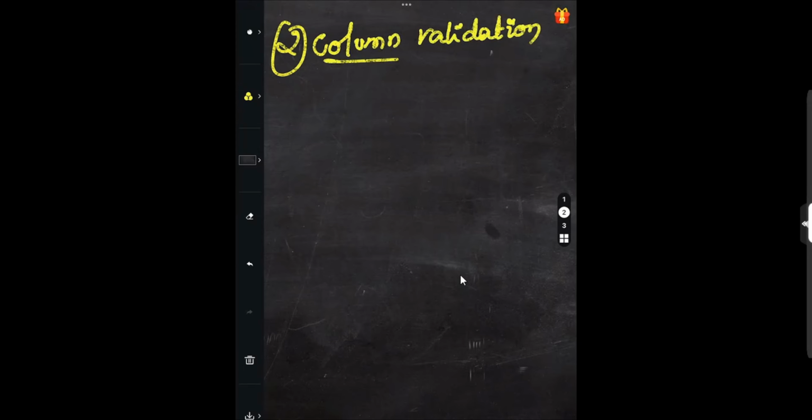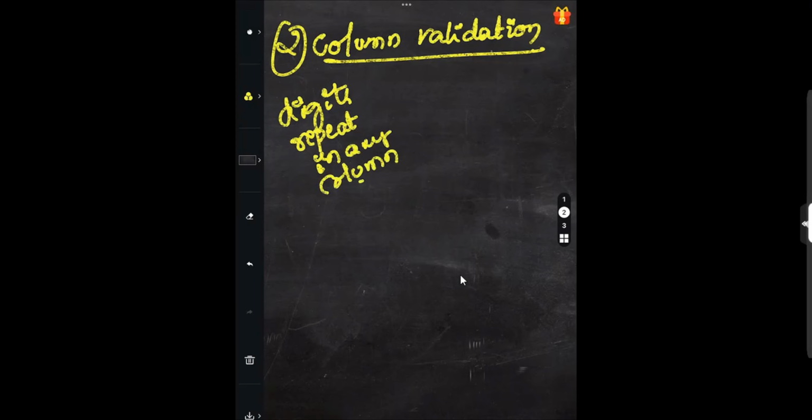So here, the same thing, similar thing, we'll be maintaining a hash set for each column. If a digit repeats in any column, then the board is invalid. If digits repeat in any column, then the board is invalid, right? This is simple.